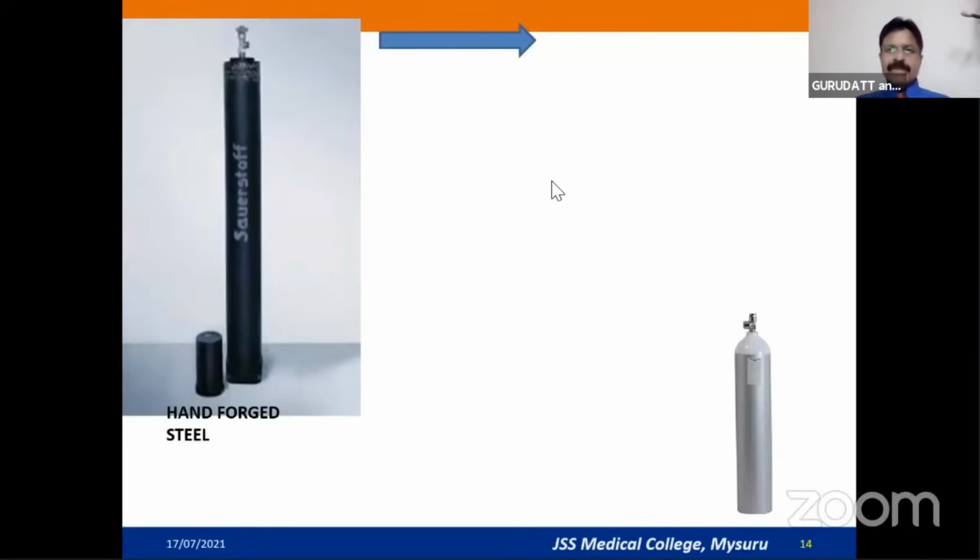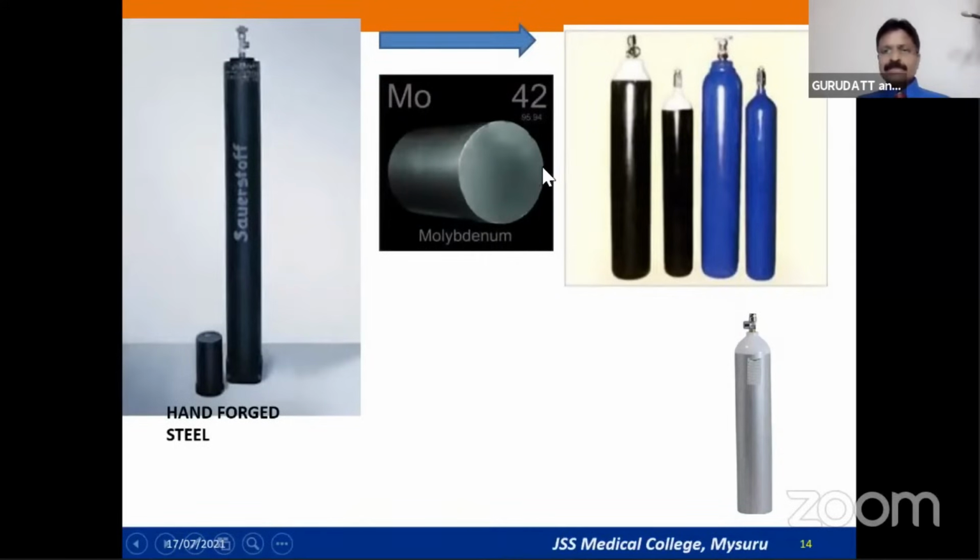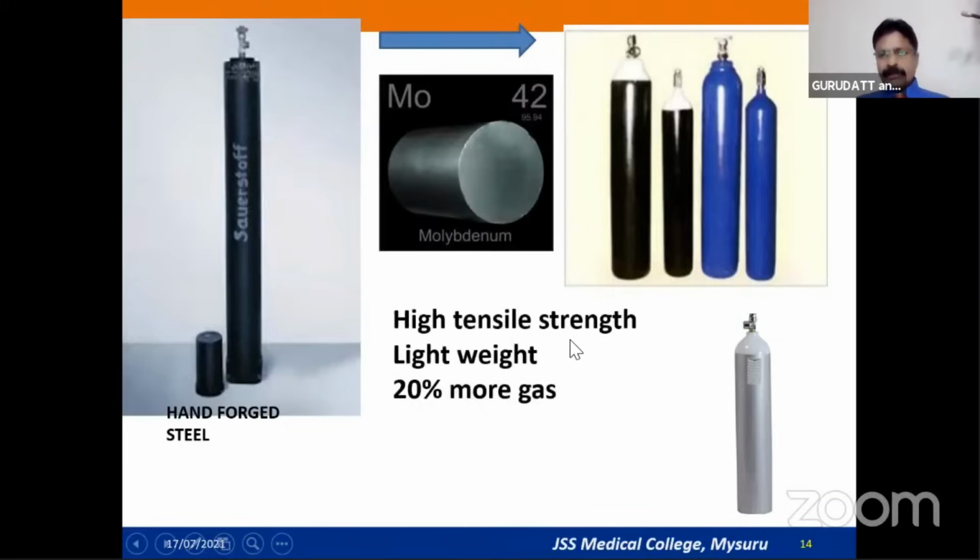Presently, we have cylinders made of molybdenum steel. Because of this molybdenum steel, the tensile strength of the cylinders is quite good, and because of good tensile strength, the thickness of the walls of the cylinder could be reduced. So they weigh 20% less than the older cylinders, and they also have an increased capacity of 20% of gas volume.